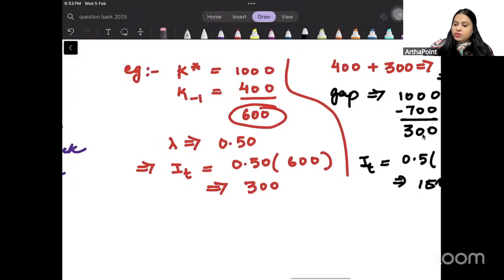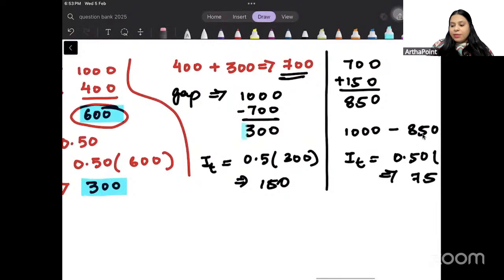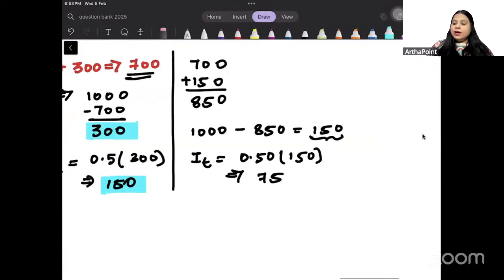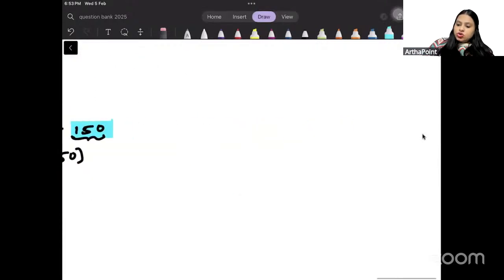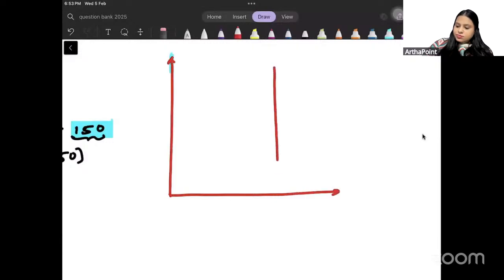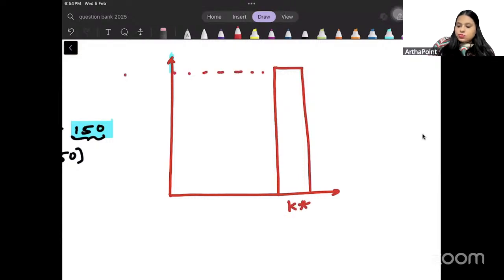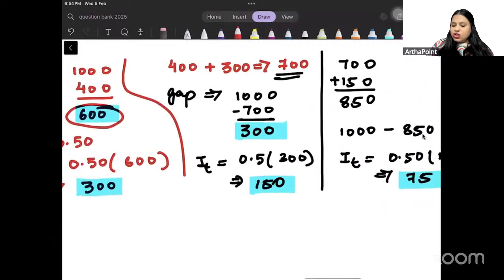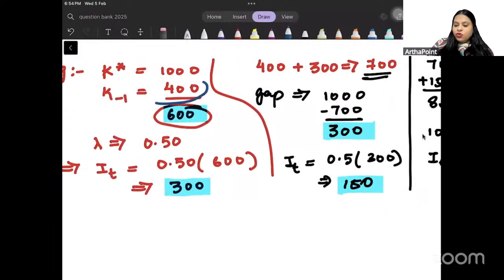So first year gap was 600, हमने 300 cover कर लिया. नेक्स्ट ईयर गैप वाज 300, हमने 150 और कवर कर लिया. नेक्स्ट ईयर गैप वाज 150, हमने 75 और कवर कर लिया. एंड स्लोली वी आर रीचिंग द डिजायर्ड कैपिटल स्टॉक. So this is my desired capital stock, which is 1000. Initially I am at 400.